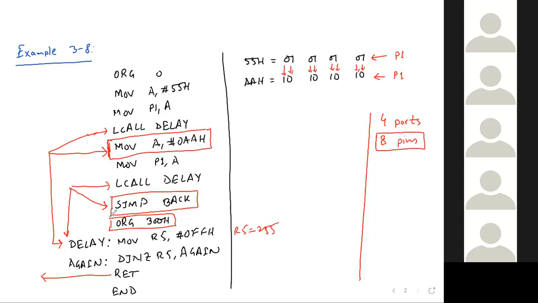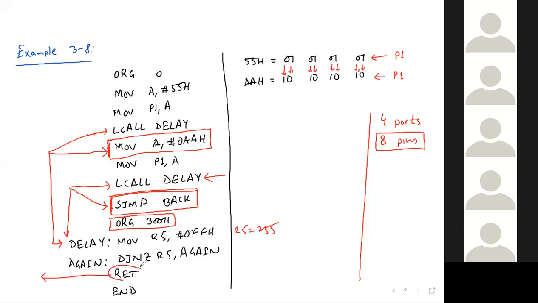Sir, can you repeat the same, after the second lcall delay, the next line? Can you repeat it again? Okay. So when we are at the second lcall delay, the address of the next instruction, that is this one, short jump back, the address of this instruction is stored by the MCU. So you see this delay, you come over here, you execute this delay subroutine.